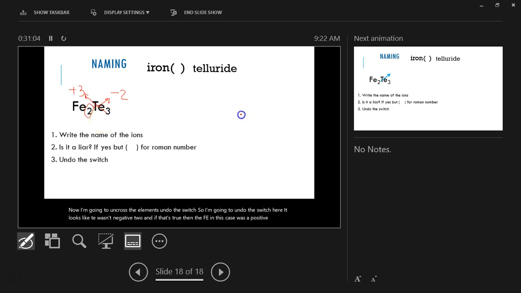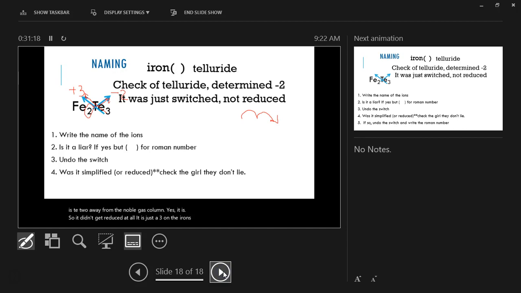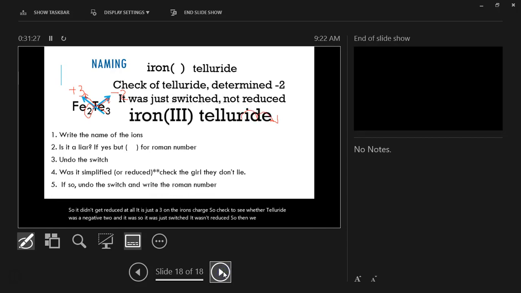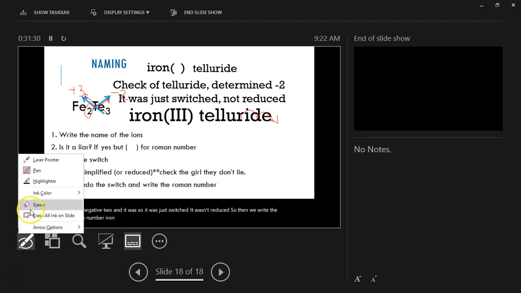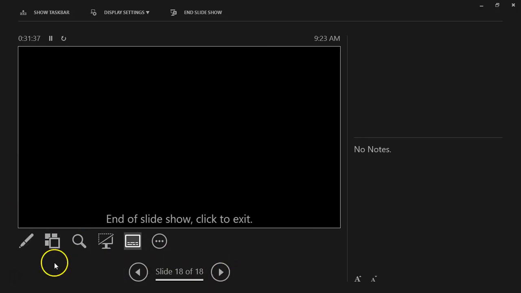Is Te 2 away from the noble gas column? Yes, it is. So it didn't get reduced at all. It is just a 3 on the iron's charge. So check to see whether telluride was a -2, and it was. So it was just switched. It wasn't reduced. So then we write the Roman number, iron Roman number 3, telluride. All right. Hopefully that helped.